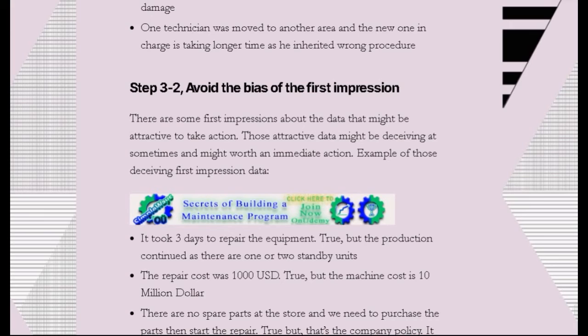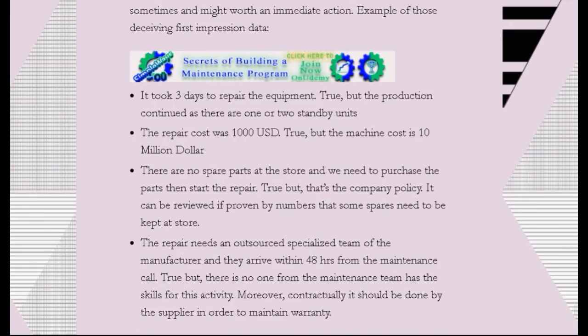For example, it took 3 days to repair the equipment. Yes, but it's a standby equipment and the operation is continuing. So taking 3 days to repair an equipment may not be a big problem because you have other priority activities to do. It costs about $1,000. Okay, but the equipment is $10 million in cost. There are no spares in the store, and we need to wait till we purchase some parts from outside. Yes, but that's the company policy, not to keep any spares in stores. So you need to change the policy, not blame the team or something like that.